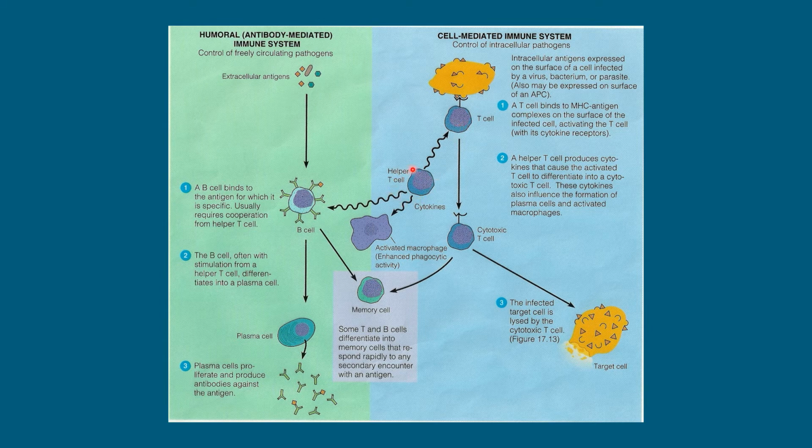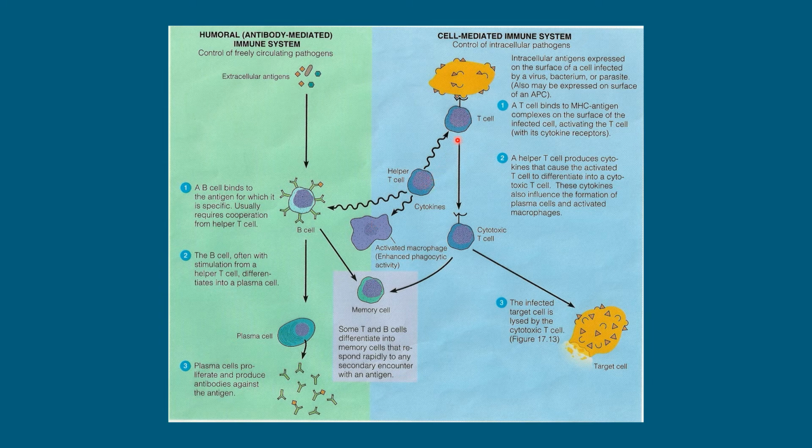And the helper T cells will produce cytokines. This will activate macrophages and attract them to the site. It's basically calling in the help, the backup, to fight this infection, because they will be able to recognize anything foreign and engulf it.